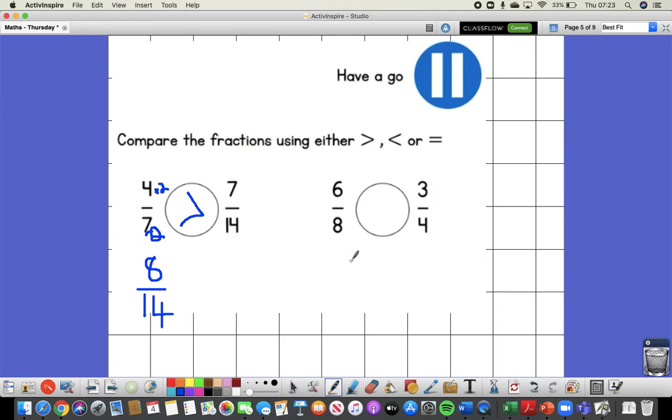Okay, next one then. This one, we need to make the denominators the same. We're going to turn 4 into 8 because 4 is a factor of 8. So I'm going to make it into 8 and we times it by 2. So 4 times 2 is 8. So 3 times 2 equals 6. So now we've got 6/8 and 6/8, which means they are equal. Okay, I hope that was right.